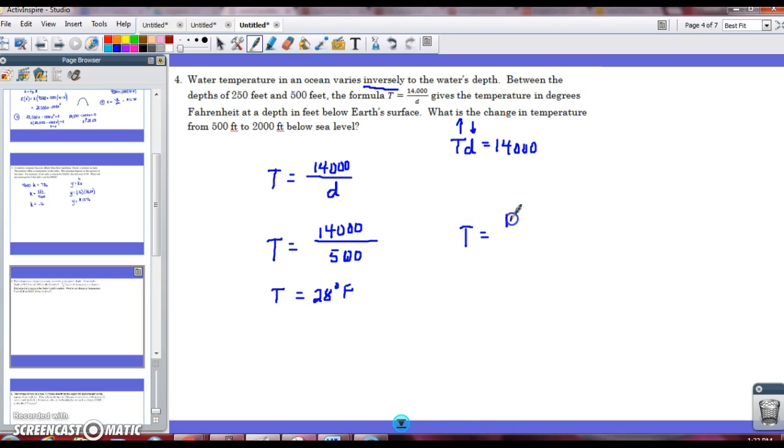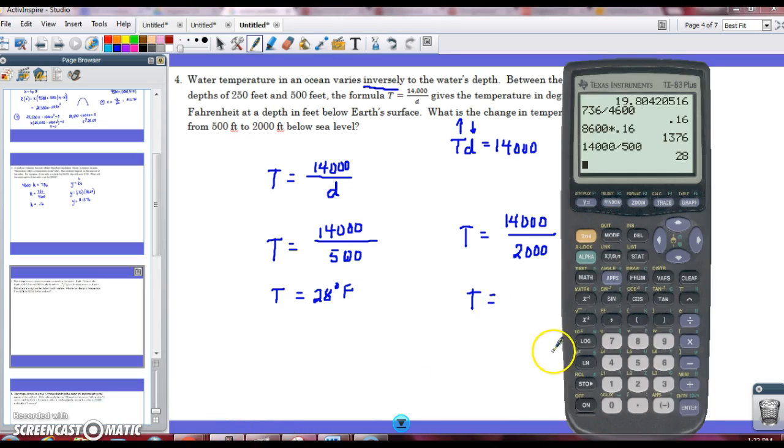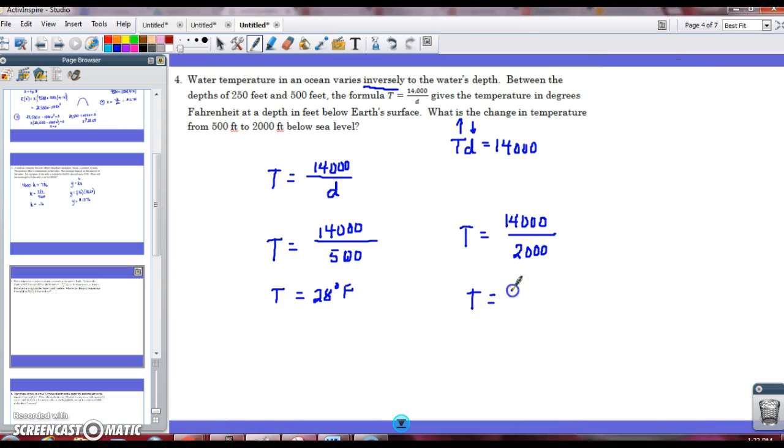And if we do the same when we are 2,000 feet below sea level, that's pretty far, then our temperature would be just 7 degrees Fahrenheit. So your difference, the change in temperature, would be negative 21 degrees Fahrenheit. Okay, so that's pretty straightforward on those.